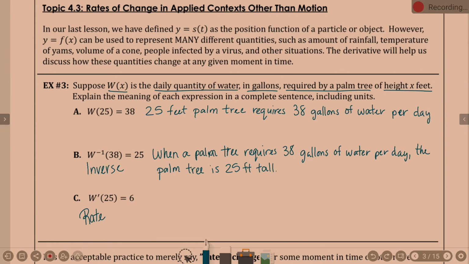So this one, the input is 25, right? When the palm tree is 25 feet tall, the amount of water needed daily is, because it's a positive 6, increasing at a rate of 6 gallons per foot. Wait, is that supposed to be day or foot? Because as it increases in height, it increases in the amount of gallons of water it needs.